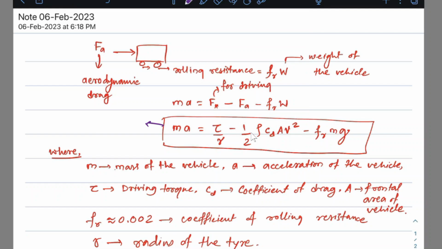That was the question: how to calculate the required torque to move a vehicle. So this equation can help you calculate it.